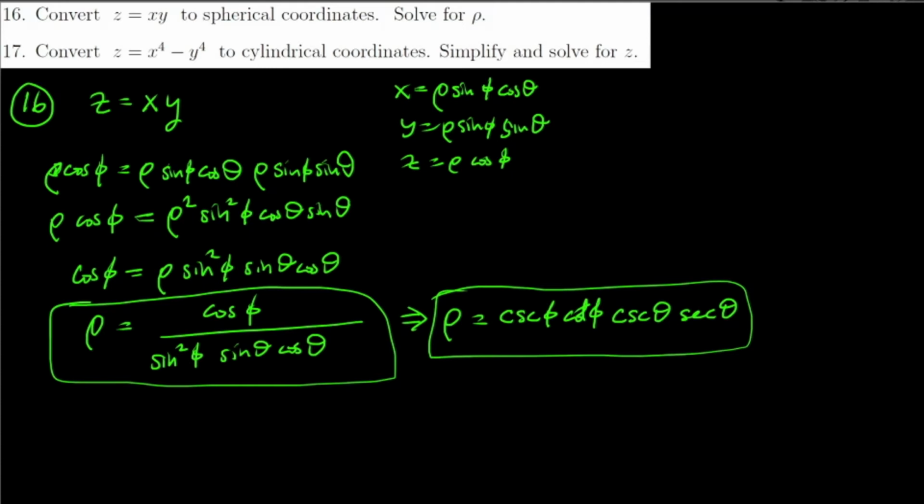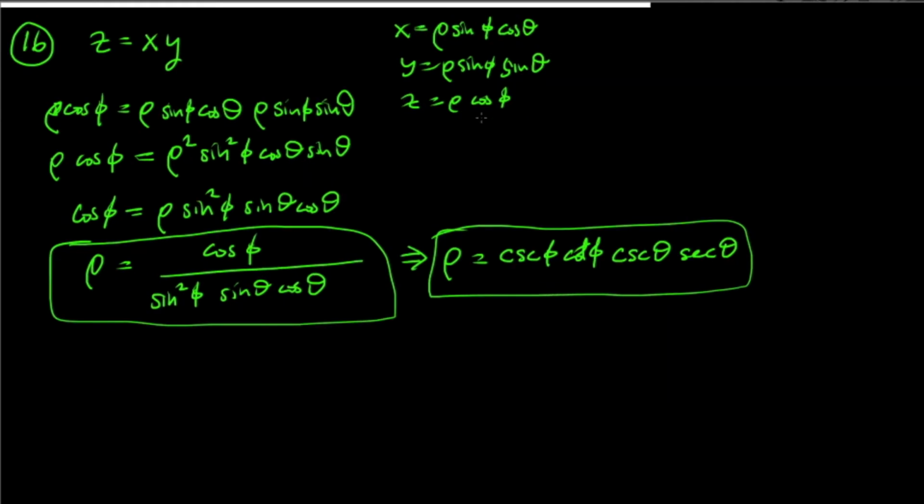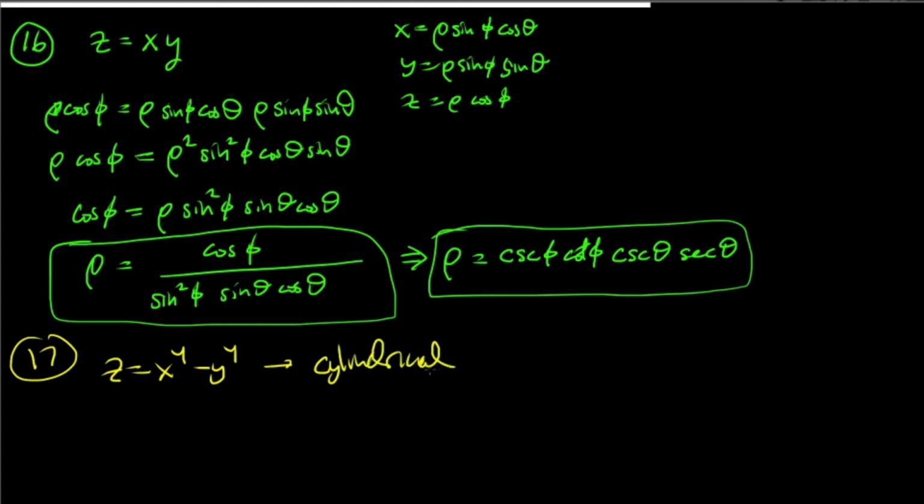And then 17, similar. So z equals x to the fourth minus y to the fourth, whatever that is. And here we want to convert to cylindrical coordinates, right? So 17, z is x to the fourth minus y to the fourth. And this is in rectangular, we want cylindrical. And then solve for z. So z is still z. We can leave z alone. But x is going to be r times cosine theta. And y is going to be r times sine theta.